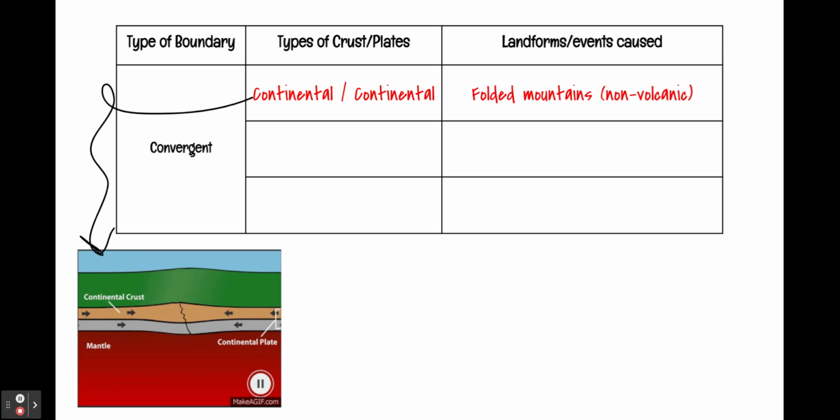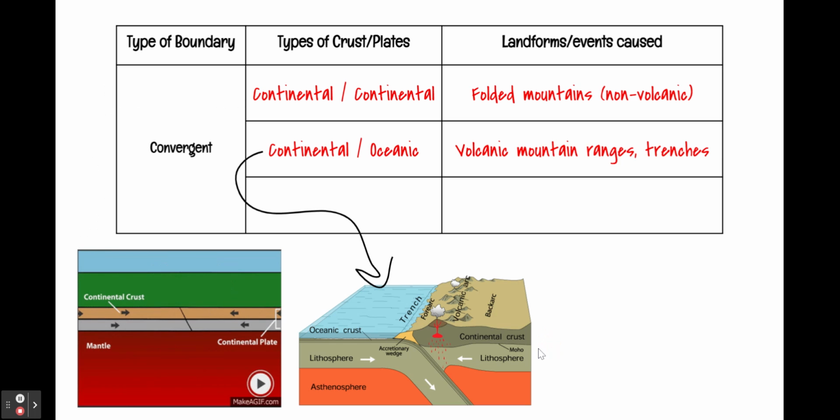So the first kind of convergent boundary that we find is between a continental and a continental crust or plate, so two land plates. When this happens, they're usually the same density, and because they're the same density, it means one is not going to go below the other. Instead, they're going to push against each other and cause an uplift of the crust, which results in folded mountains or non-volcanic mountains.